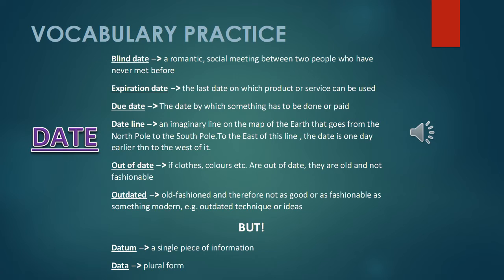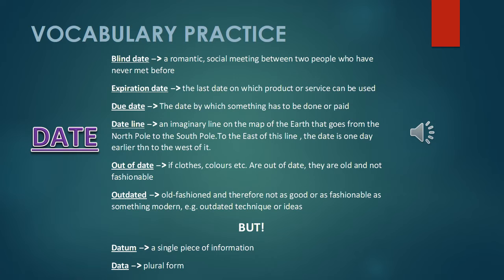Look at those examples. Blind date. It's a romantic social meeting between two people who have never met before. Has anyone been on a blind date? It's very risky and very dangerous, I would say. We mentioned this when we were talking about catfishing. Do you remember?